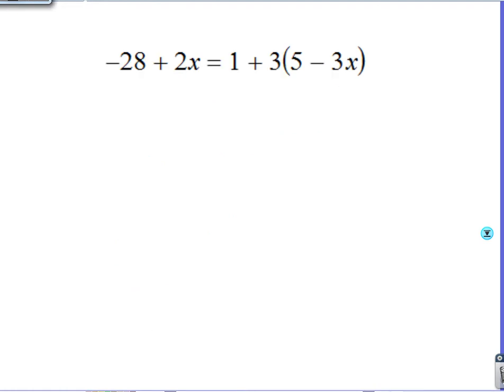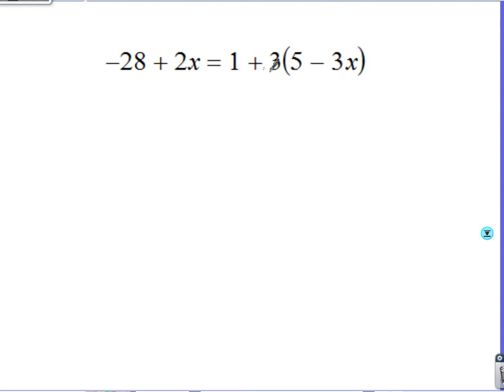Next problem says negative 28 plus 2x equals 1 plus 3 parentheses, 5 minus 3x. First step is always to remove parentheses. We have a 3 outside parentheses. And notice, this is very important too, we have a positive 3 outside parentheses. I know that's a plus sign, but it also tells you that that 3 is positive. So when you're distributing that number, you're distributing a positive 3.